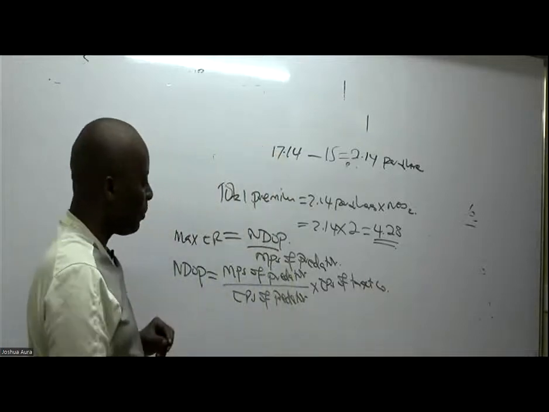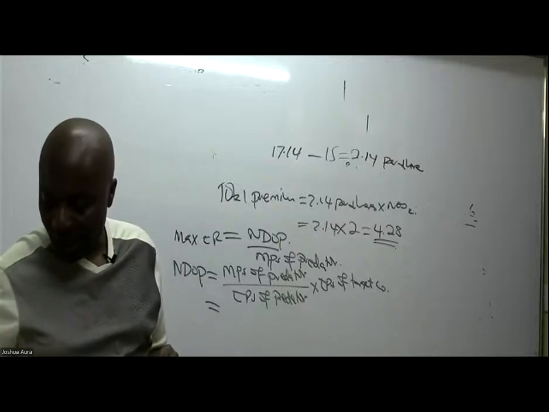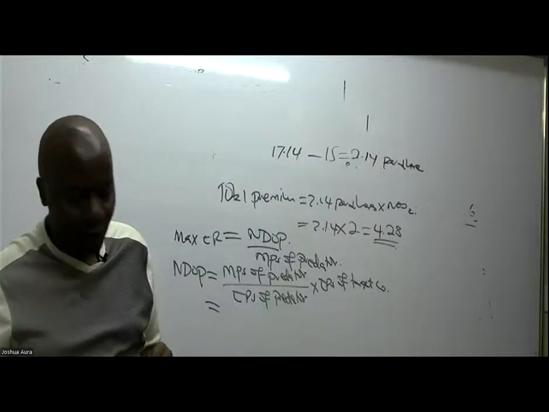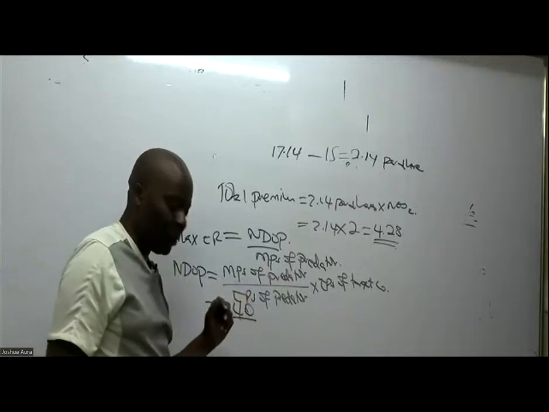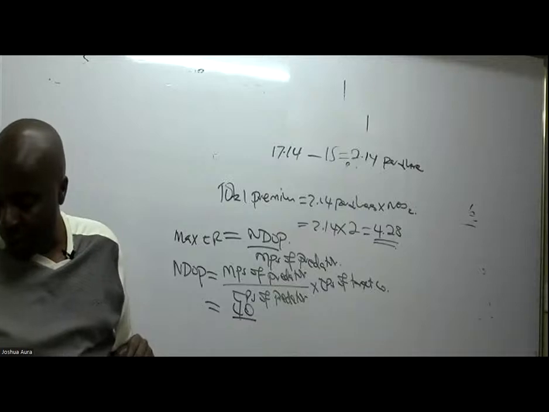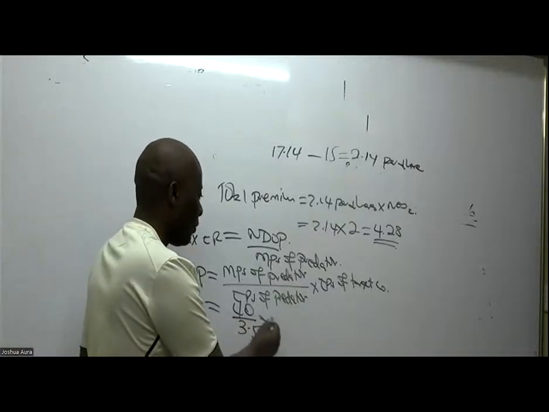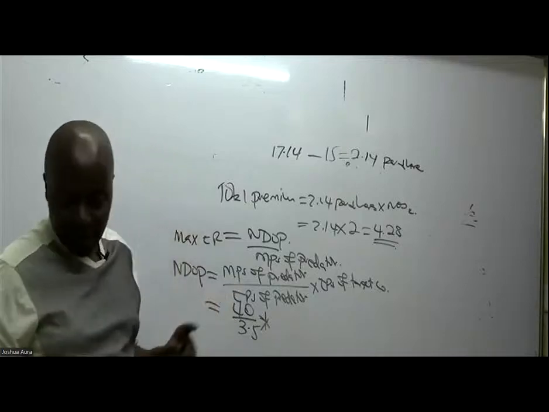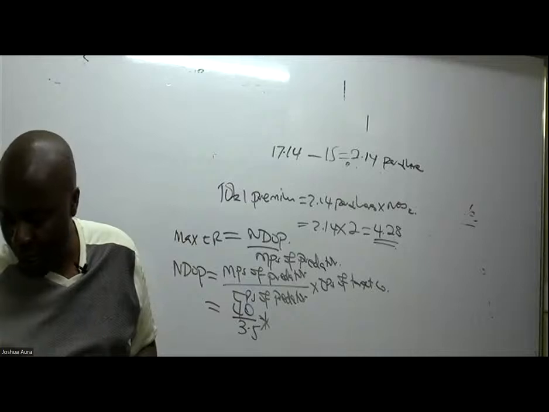So MPS of the predator has been given already. It is 40. So we have 40 divided by EPS of the predator. EPS of the predator is 3.5, times EPS of the targeted company. EPS of the targeted company here is 1.5.